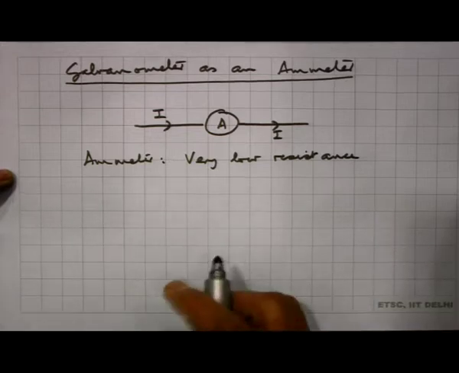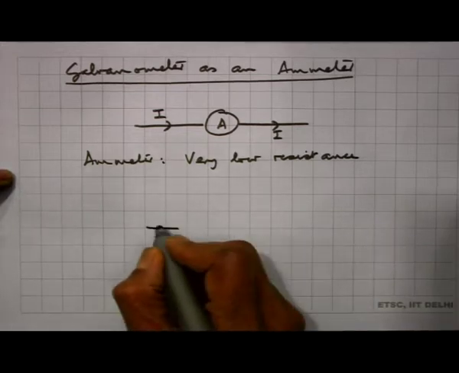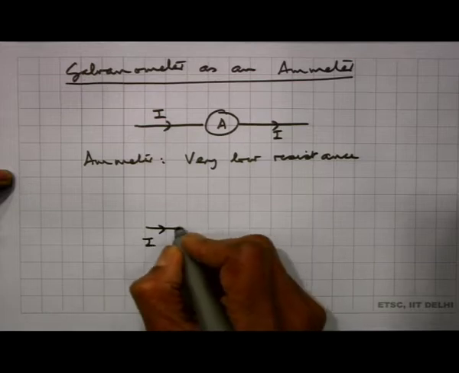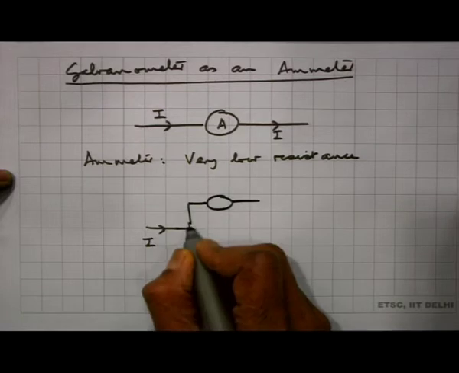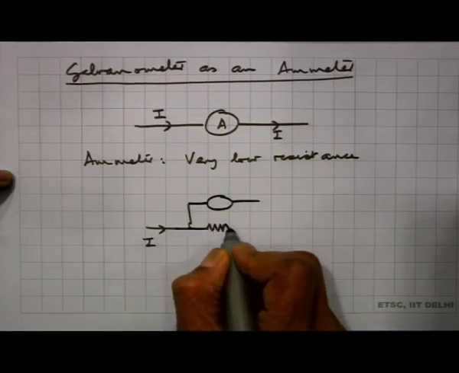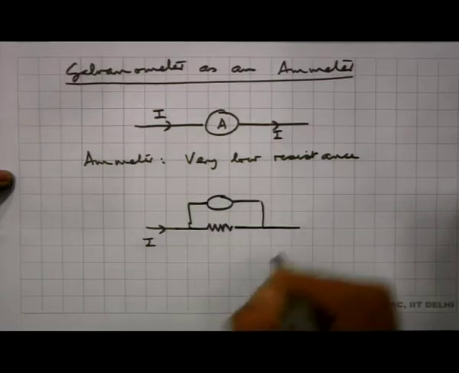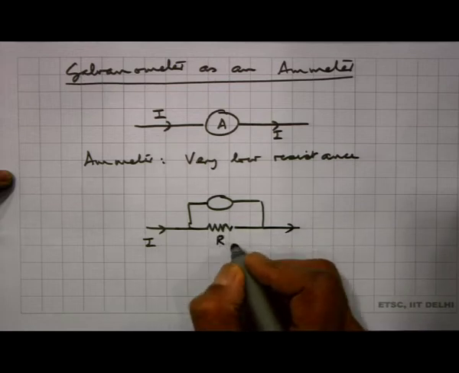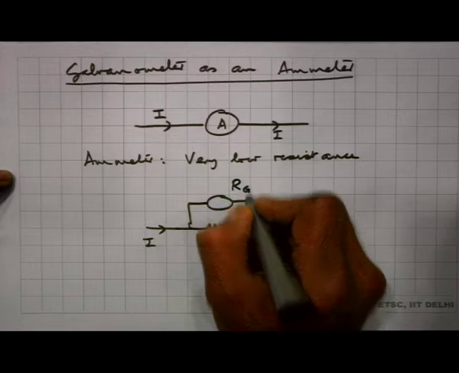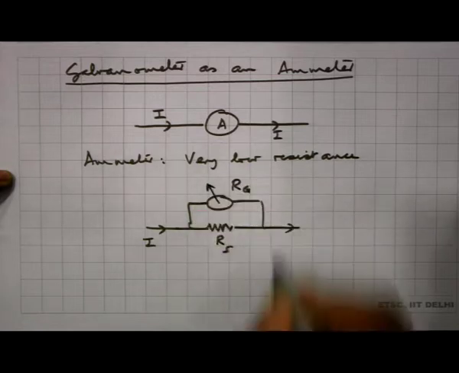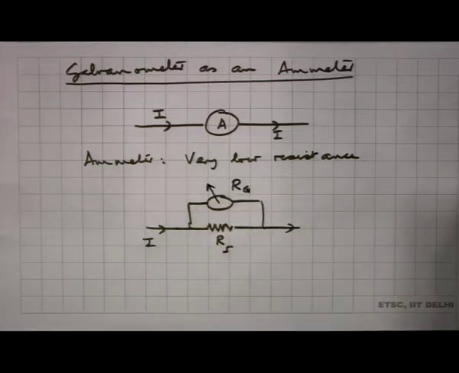So, how do I use this? Here is my circuit carrying current I. This is the galvanometer, and I connect a resistance in parallel with the galvanometer. Let me call it RS, and let me call RG the galvanometer resistance. RG is the resistance of the galvanometer, RS is the resistance of the resistor which is connected in parallel to the galvanometer.